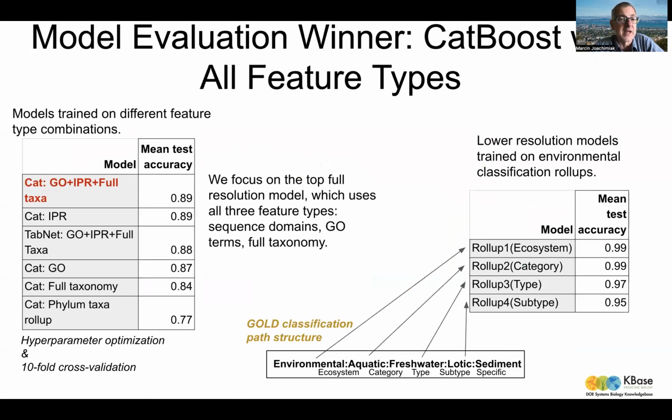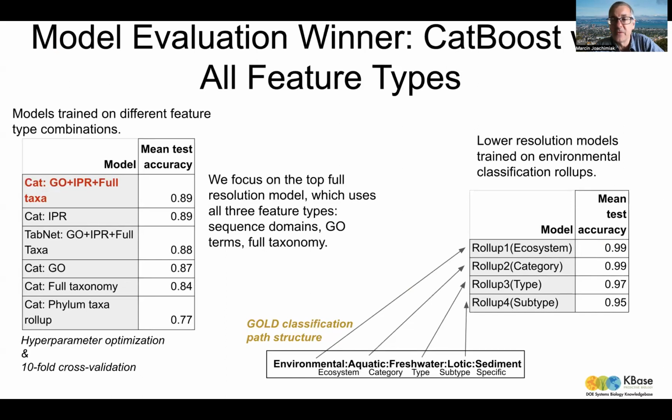Using this data, we set out to train a series of models using individual and combined data types. The table here is based on hyperparameter-optimized models, as well as tenfold cross-validation to report the mean test data accuracy. The top model was CatBoost with all 3 feature types, or with IPR domains alone, closely followed by TabNet with all feature types.